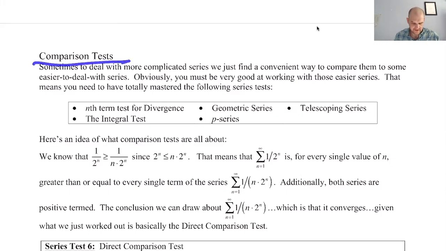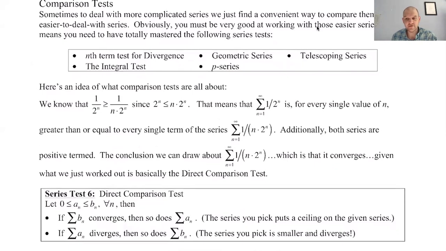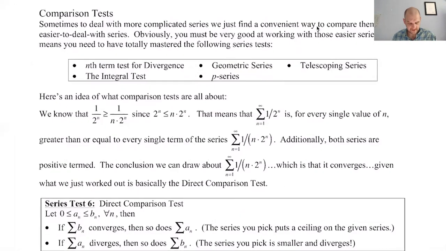So a comparison test. Well, what we want to do is first establish some sort of comparison that we can make. If we try to compare 1 over 2 to the n versus 1 over n times 2 to the n, I'm claiming that 1 over 2 to the n is definitely bigger than or equal to 1 over n times 2 to the n.